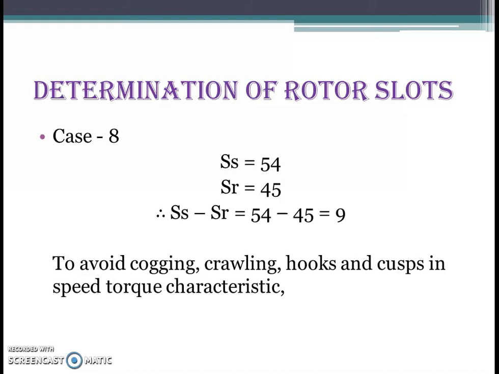Now let us take case number 8. Stator slots as usual 54 and rotor slots, that is 45. The difference of stator and rotor slots, that is 54 minus 45, is equal to 9. Now for 9, there is no matching combination in the set of rules. So to avoid cogging, crawling, hooks and cusps in the speed torque characteristic, as well as vibrations and noise, this may be the best possible combination. So out of these 8 different combinations, this combination can be considered while selecting rotor slots. So that is how we can select our number of rotor slots.